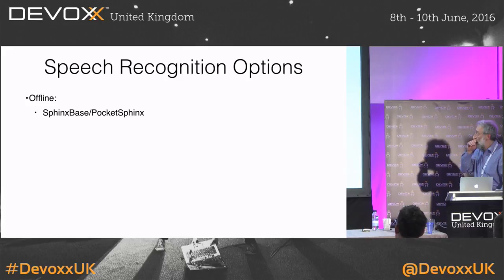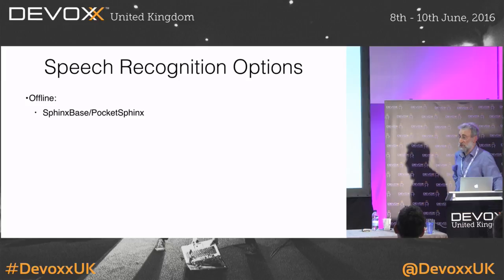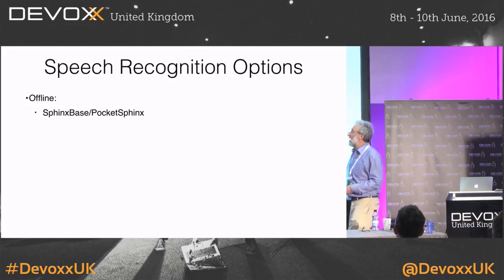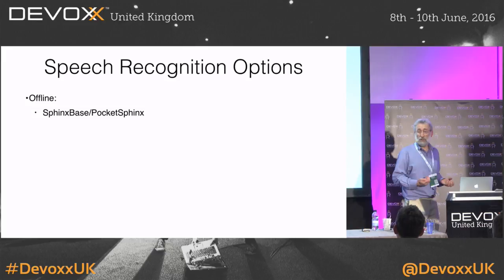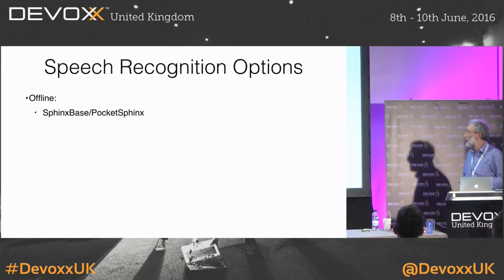I didn't try them, so I'm not sure that was sensible, because I think I've read blog posts that suggested that CMU Sphinx, which is like the state of the art open source voice recognition system, didn't work very well on the Raspberry Pi, that it was slow, and that it took up a lot of memory. But I'm not sure that was the right decision.